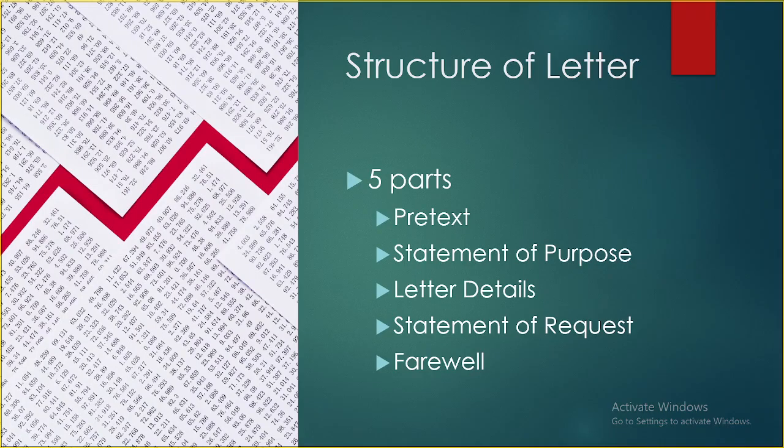The structure of a letter has 5 points. Pretext, we call it opening, we call it salutation, we call it beginning or any other word. You have to remain formal. The pretext of all the three types of letter is different. For example, if you are writing a formal letter, you would write dear sir, dear ma'am, dear madam. If you don't know the gender of the addressee, then you would write dear sir slash madam or dear sir bracket madam.